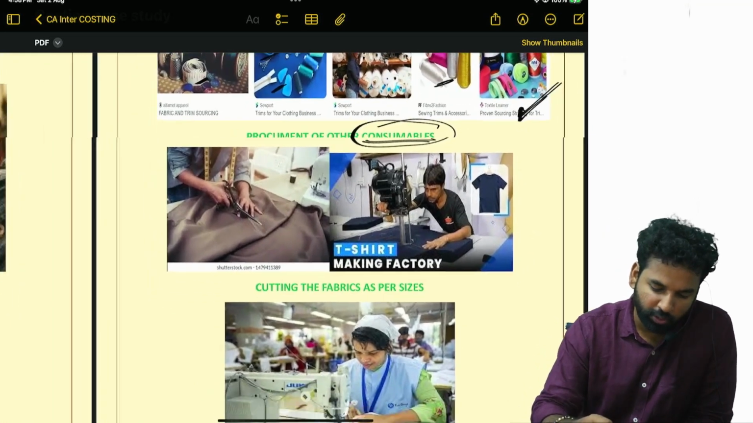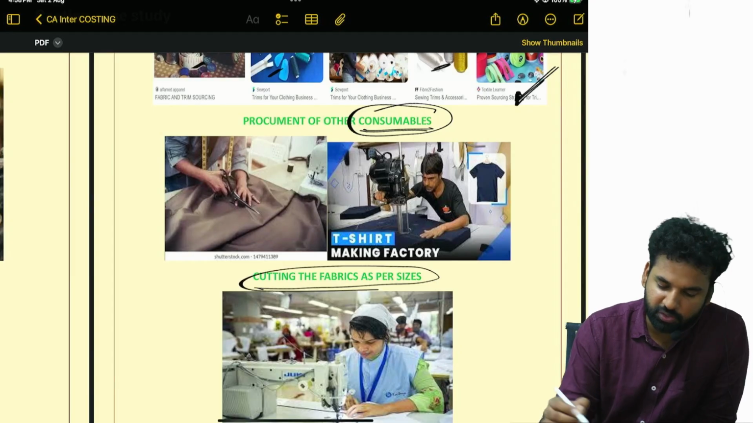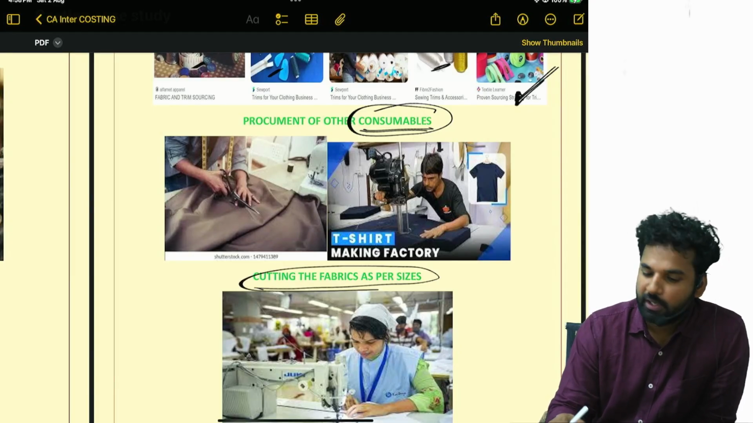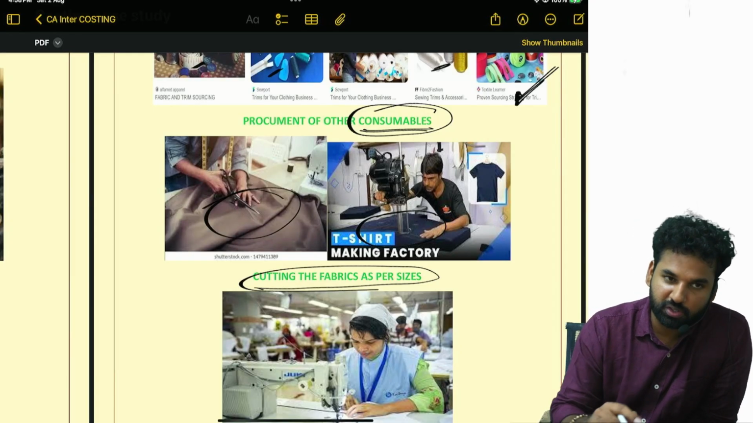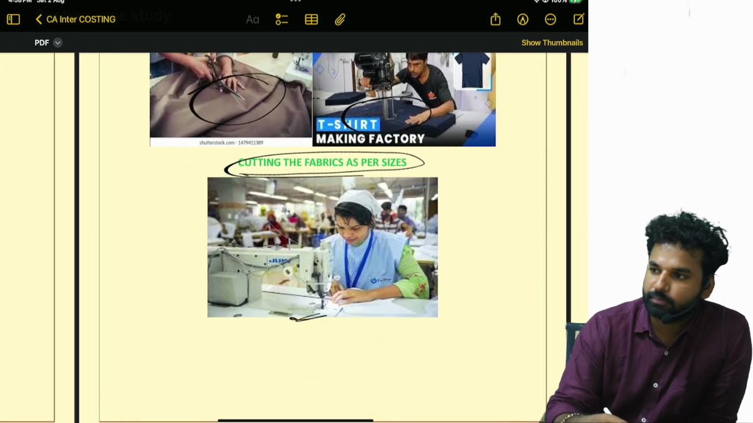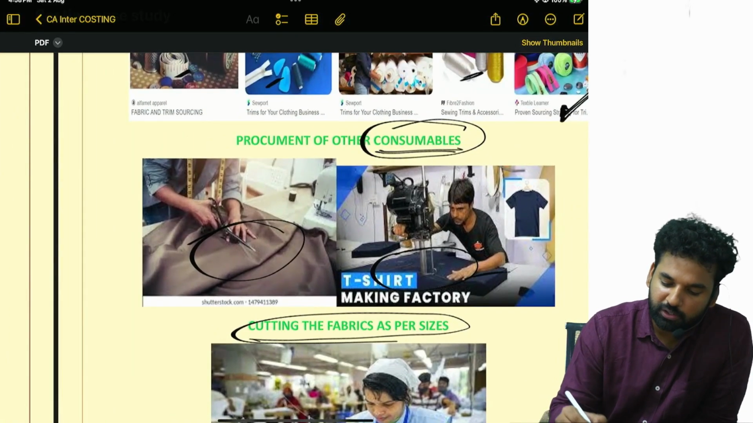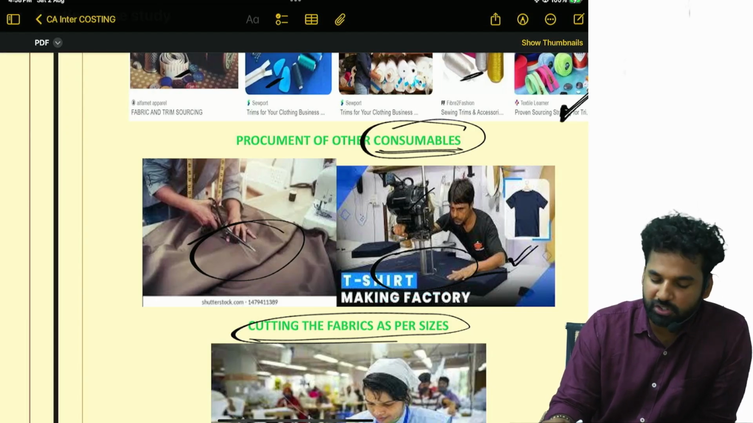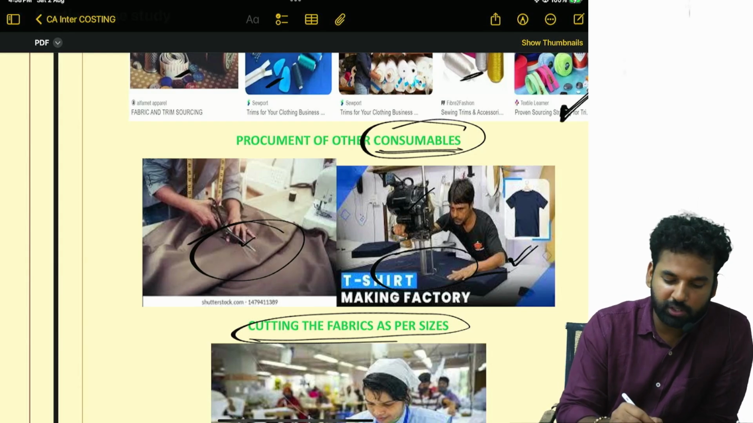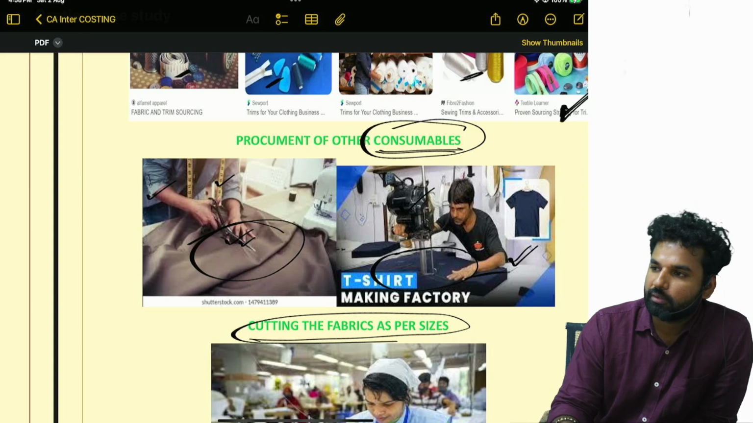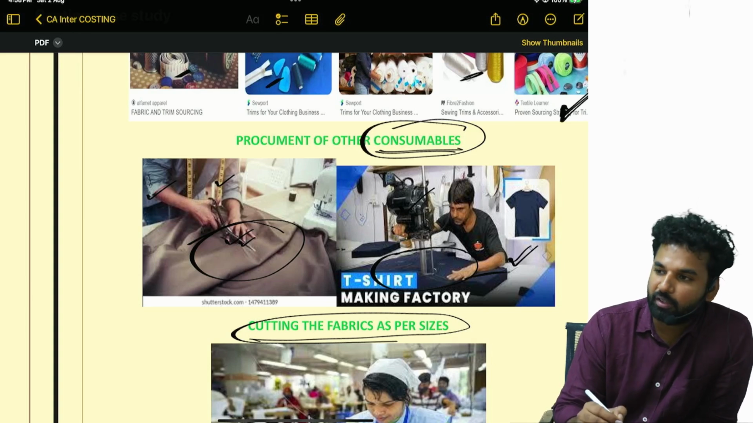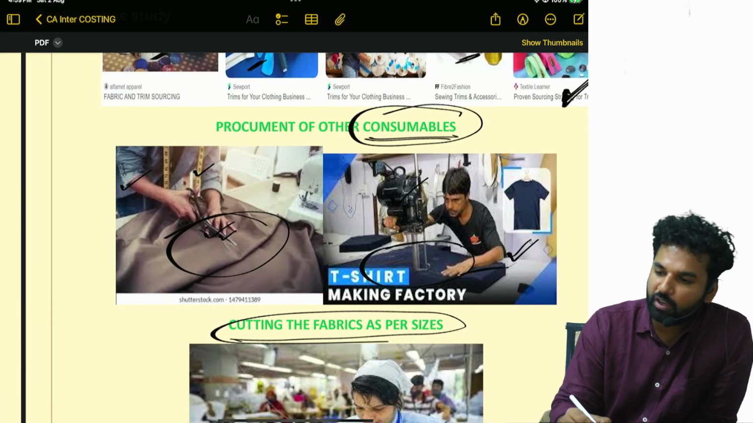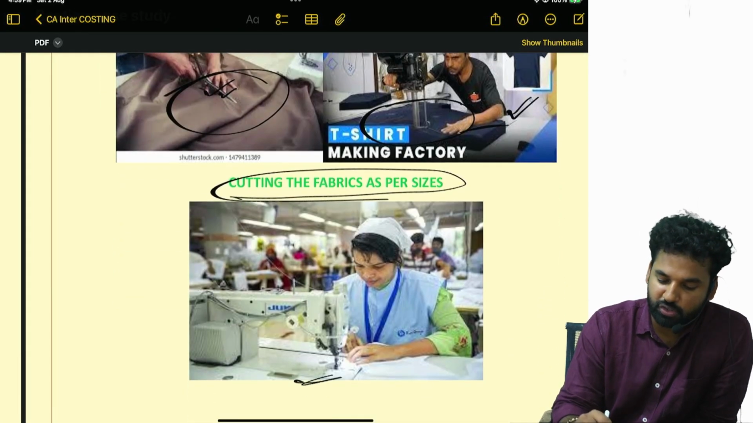Next is cutting the fabric as per the sizes. The cutting process has to be exercised, and after cutting, stitching has to be done. In cutting also there is man involved, machinery involved, and material involved. See here, there is a tape, there is a scissor, there is a person working here, and there is other material on which he is placing. Likewise, machinery, man, other materials and consumables are involved.